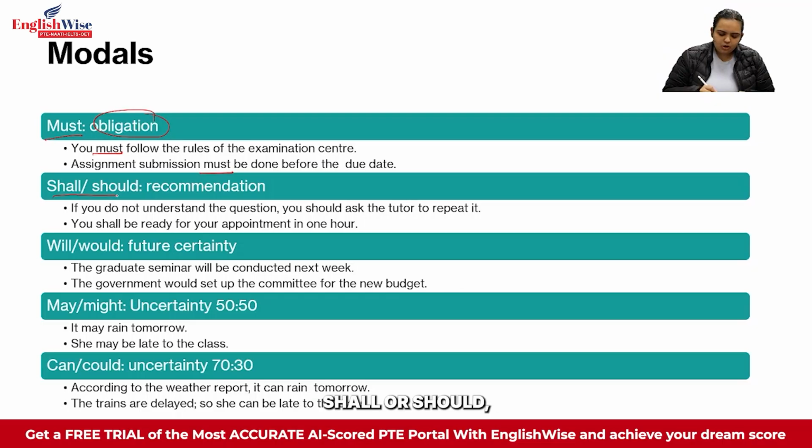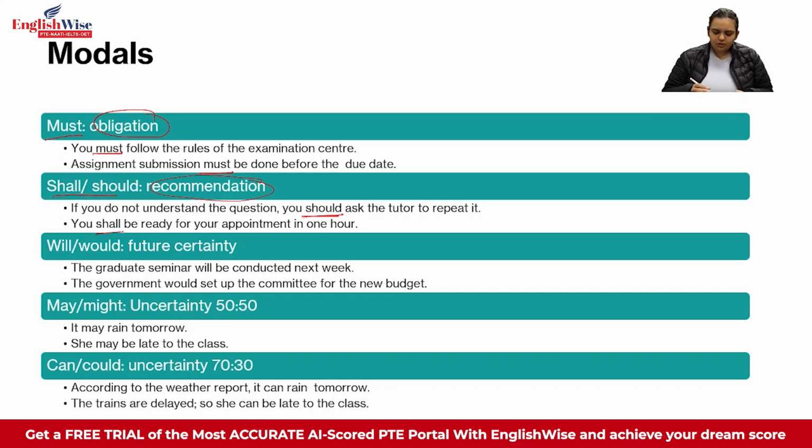When you talk about shall or should, you are talking about recommendation. So whenever I want to recommend something to someone, I use shall or should. If you do not understand the question, you should ask the tutor to repeat it. So over here, I'm using the word should for some recommendation. You shall be ready for your appointment in 1 hour. So I'm again giving a recommendation that from 1 hour from now, you shall be ready. If you are ready, that's better. So whenever I'm giving shall or should, I'm talking about a recommendation.